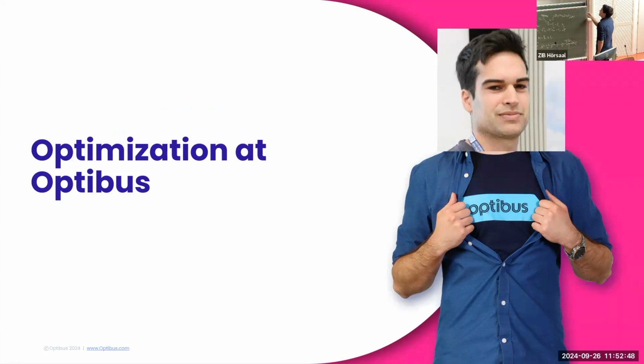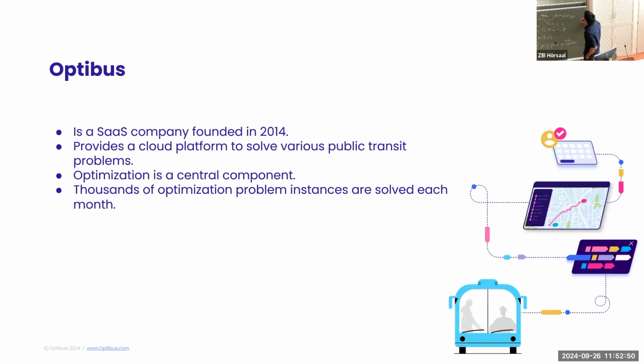Okay, so Optibus. What is Optibus? It's a public transport company, founded in 2014. It's a SaaS company. Before I started at Optibus, I didn't know what SaaS means. It means software as a service, which basically means everything runs in the cloud. For the user, it means you don't have to install anything. You just open your browser and you can do everything in the browser. You can click around and whatnot.